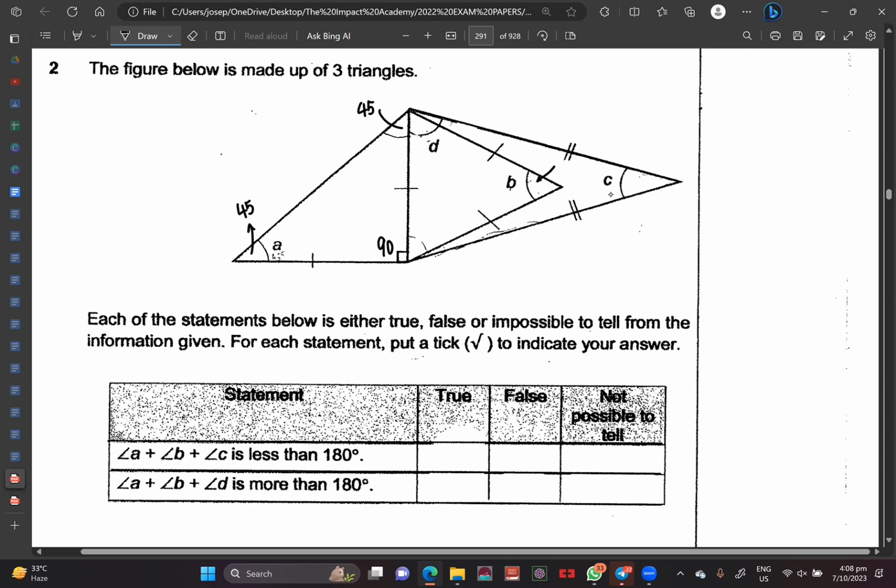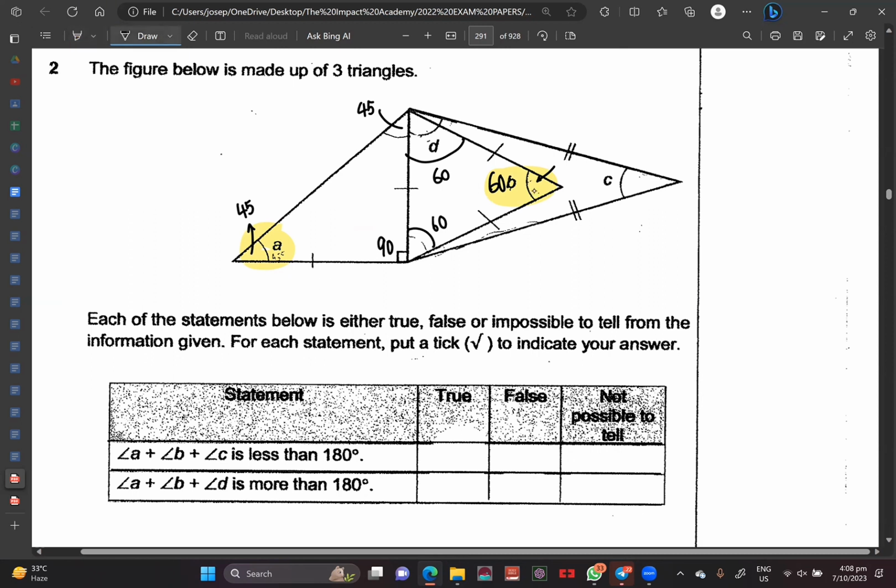Why is it 60? Because this is an equilateral. Agree so far? Okay, so this is 60 and then this must be 60. You all agree so far? Now, you see, they say A plus B is already how much? 60 plus 45 is already how much? How much is that? 105. You all agree so far?